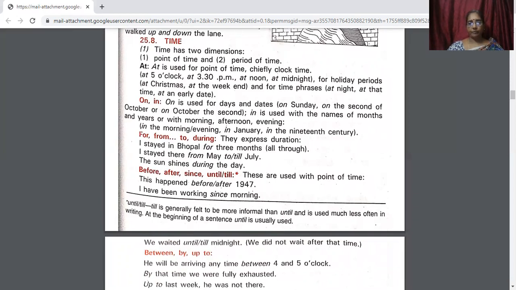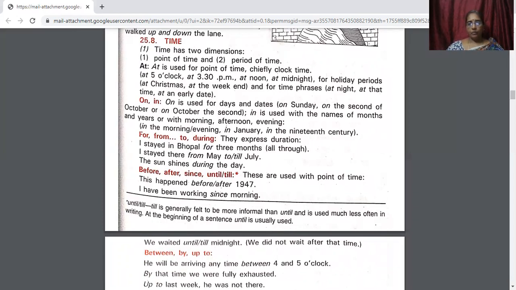On and in. On is used for days and dates. On Sunday, on the second day of October, on October the 2nd. In is used for the names of months and years, or with morning, afternoon, or evening. In the morning, in the evening, in January, in the 19th century, and so on.